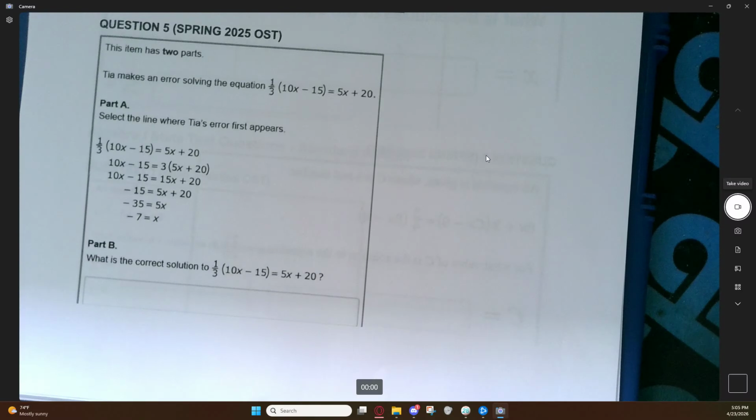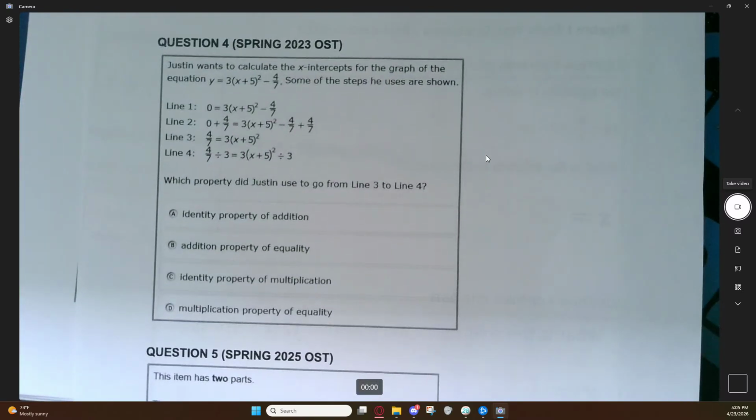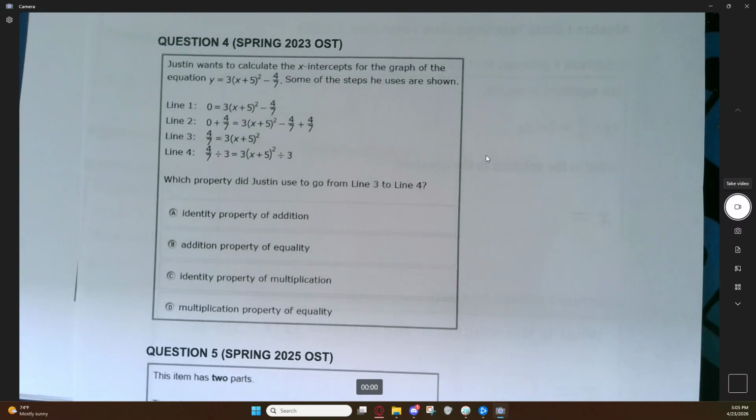All right. We go to question 4 from the Spring 2023 OST. Justin wants to calculate the x-intercept of the graph of the equation y equals 3 times (x plus 5) squared minus 4 sevenths. Some of the steps he uses are shown. Which property did Justin use to go from line 3 to line 4?